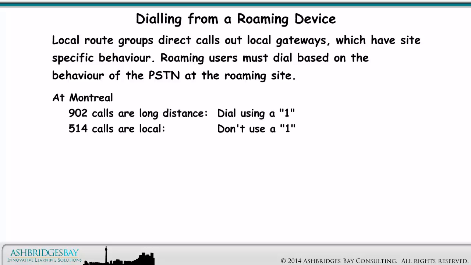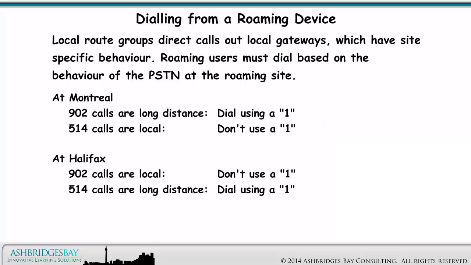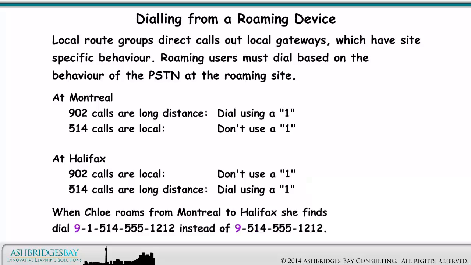At Montreal, 902 calls are long distance. Dial using a 1. 514 calls are local. Don't use a 1. Conversely, at Halifax, 902 calls are local. Don't use a 1. 514 calls are long distance. Dial using a 1. When Chloe roams from Montreal to Halifax, she finds that she must dial 9, 1, 514, 555 1212 instead of 9, 514, 555 1212.